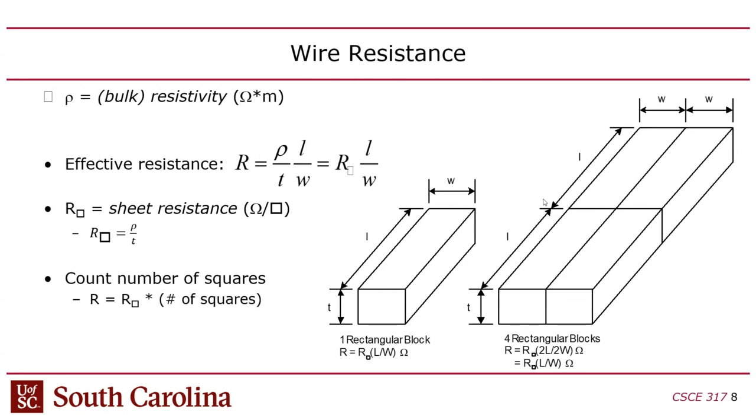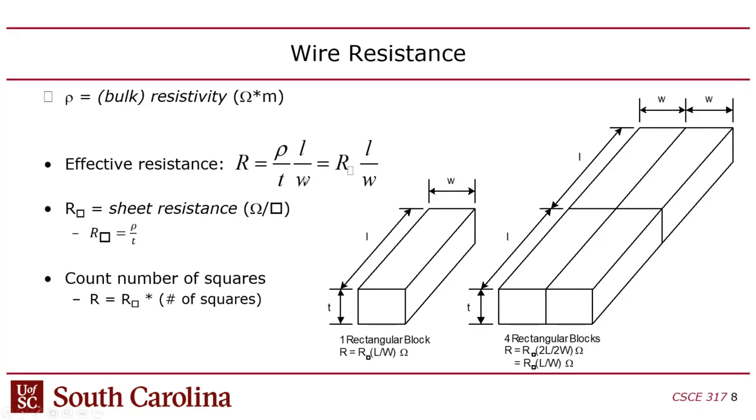Bulk resistivity is strange. It's kind of like a one-dimensional measurement of the resistivity. It's not really useful until you convert it into an actual resistance. So the actual resistance of a wire is going to be the bulk resistivity divided by the thickness, which is why you want thick wires: you increase the thickness, and since it's in the denominator, it brings down the resistance.